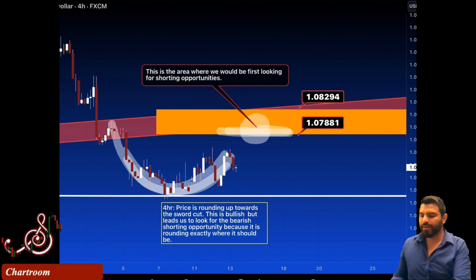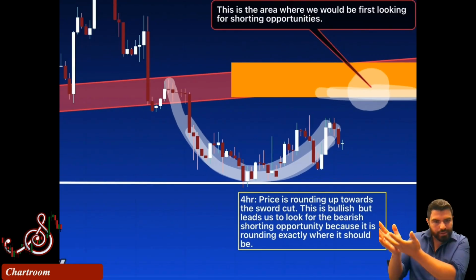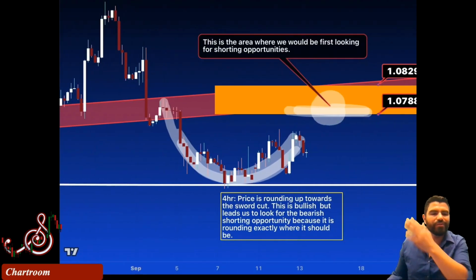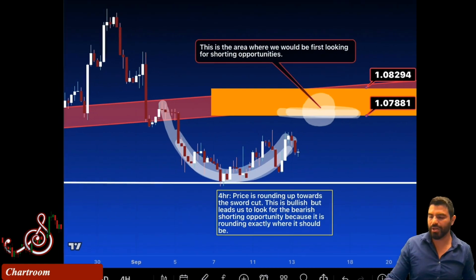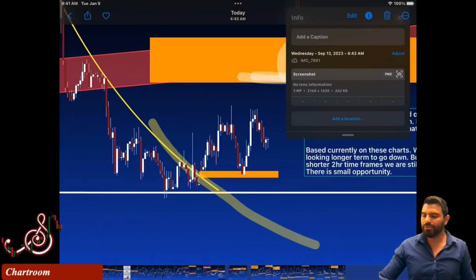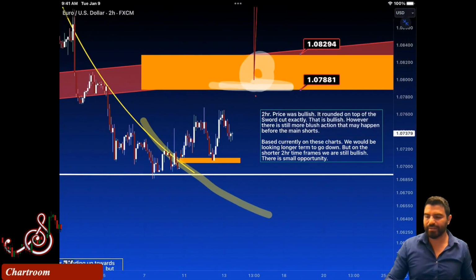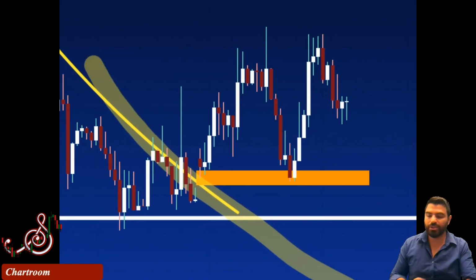Okay, I designed this method to see the trade as it's happening, not just wait for cup and handle patterns. As it's happening. And that's where our method really shines, the sword method. Okay, now when we zoomed into the 2 hour, we saw a yellow parabolic, and we drew that today in class. Watch the video if you didn't see it. And here we can see that there's bullishness. We saw rounding on top of the sword cut, so that's perfect. We should be going up.